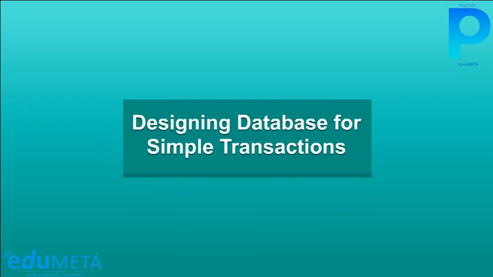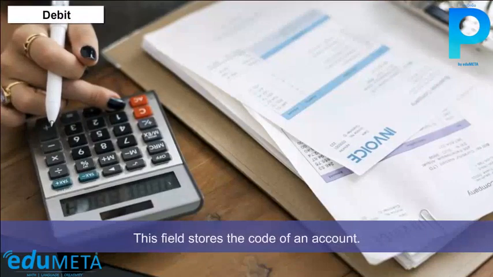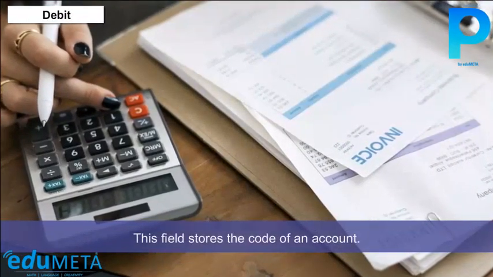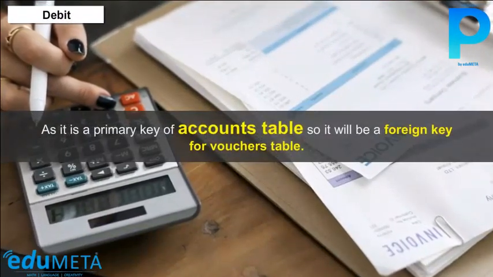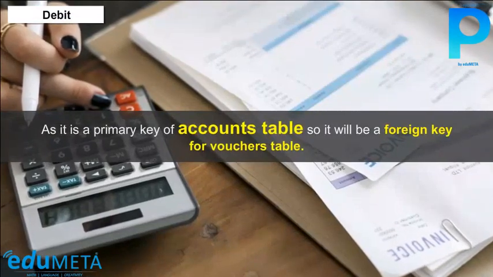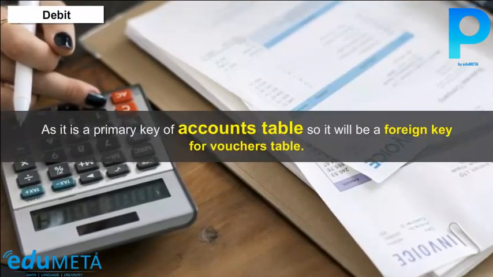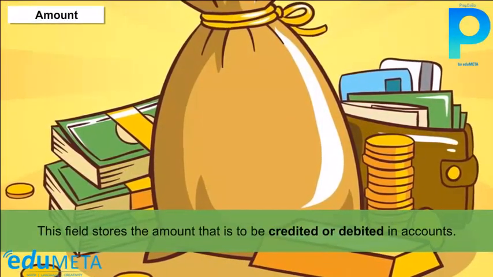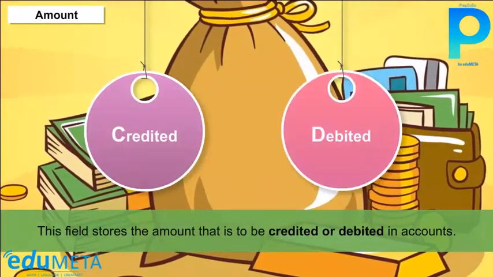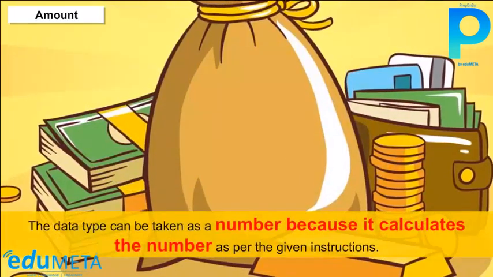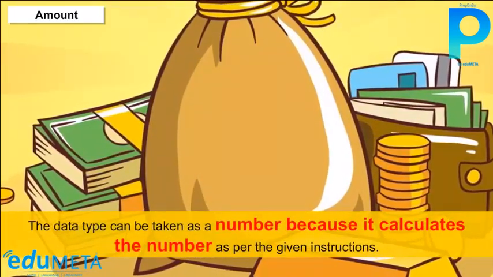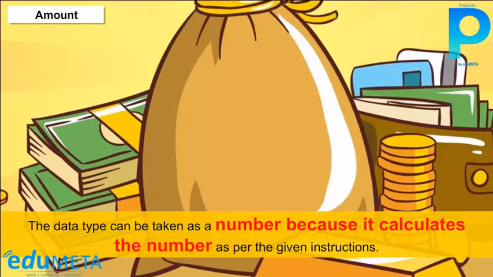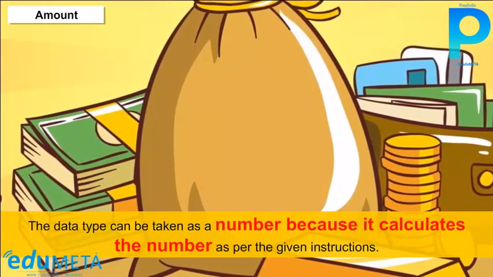Designing database for simple transaction. Debit. This field stores the code of an account. As it is primary key of accounts table, so it will be a foreign key for vouchers table. Amount. This field stores the amount that is to be credited or debited in accounts. The data type can be taken as a number because it calculates the number as per the given instructions.